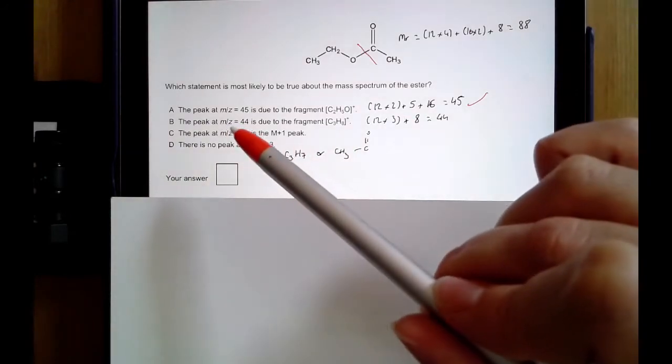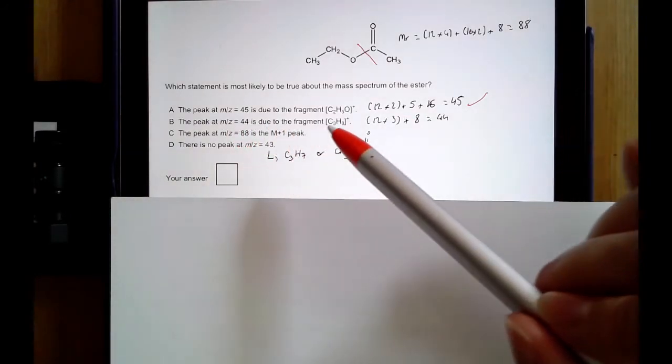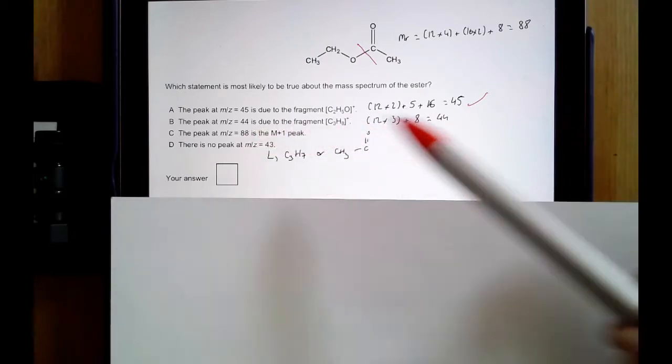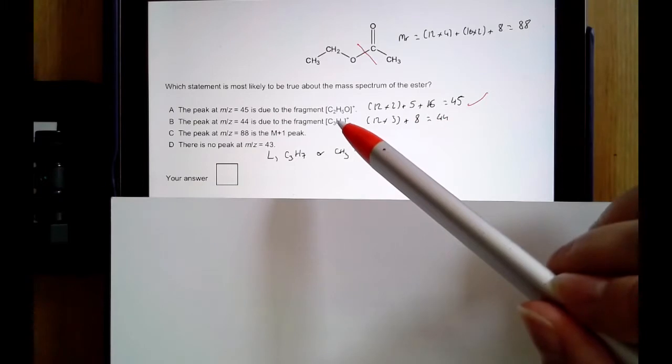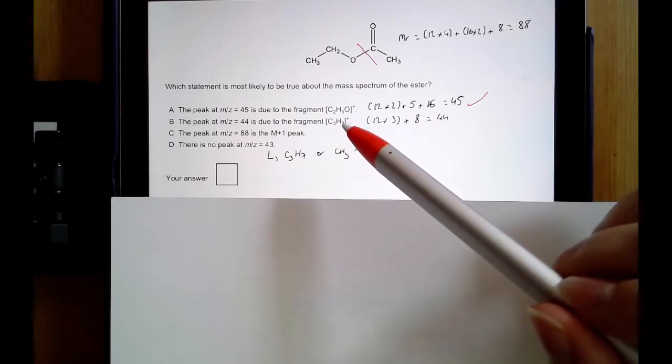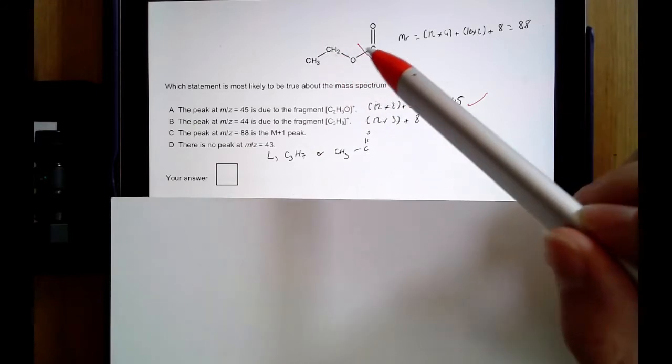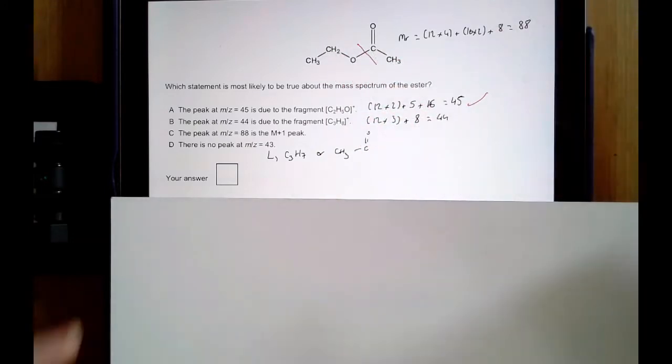The next one says that the peak at m/z 44 is due to this fragment. Again, I confirmed that that fragment does have a mass of 44, but now I look at my molecule to see if I've got 3 carbons and 8 hydrogens anywhere, and I don't. I don't have 3 carbons in a row, so that fragment does not exist from this molecule.